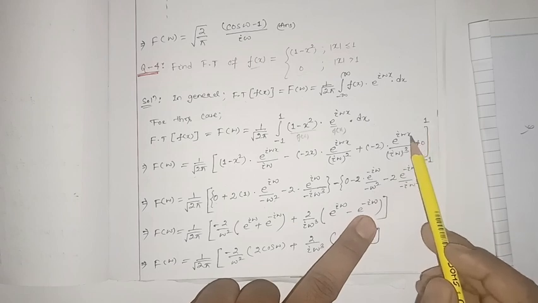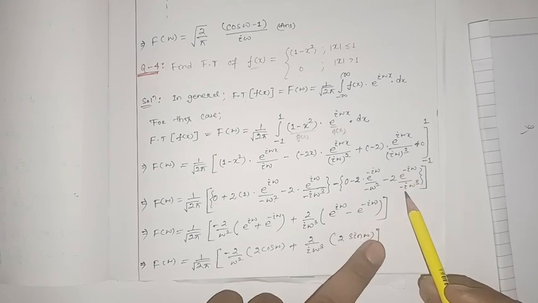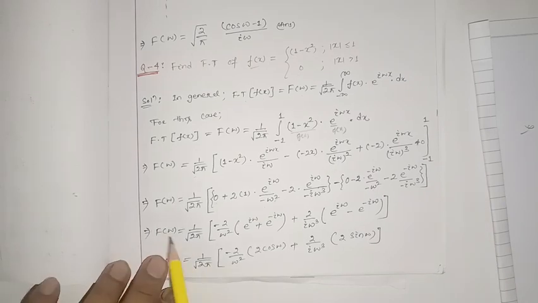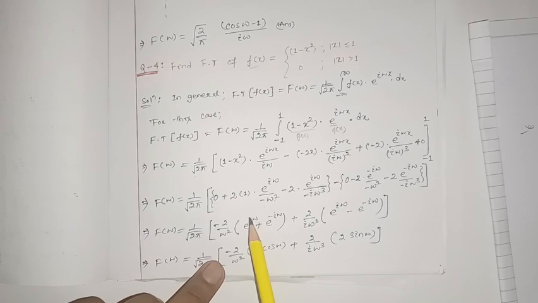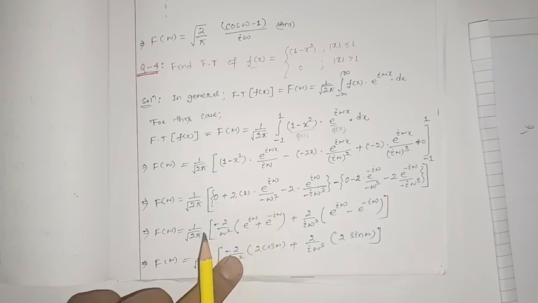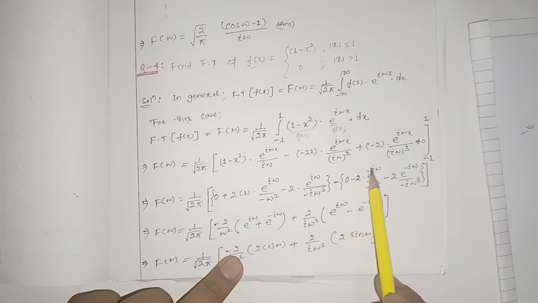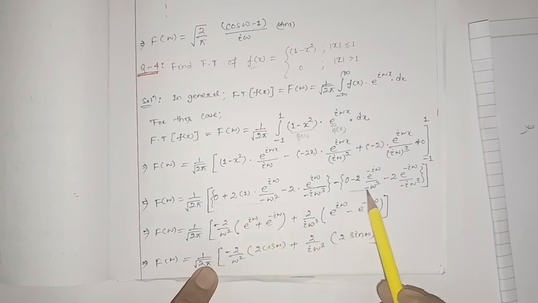Again I am going to put here -1, -2 is already there, -2 e to the minus I omega, minus I omega q. That implies capital F of omega will be equal to 1 by root 2 pi, and here you can see I am going to take common. This is your -2 by omega square, and in this term minus plus, this is minus, so 2 by omega square is there, so I am going to take common -2 by omega square from this term and this term.